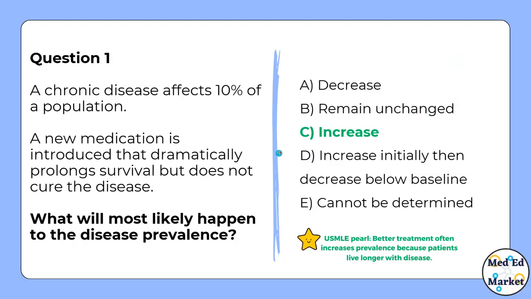Our answer here is that the prevalence is going to increase. Now, why does it increase? It increases because we're not curing the disease. All this new medication is doing is it prolongs survival. But those patients that are living longer and longer still are in the disease state. Therefore, prevalence is increasing. So better treatment often increases prevalence because patients live longer with the disease. Now, if we said this medication completely cured people of the disease, then that would actually lower our prevalence. So make sure you're paying attention to whether it prolongs survival or cures disease.